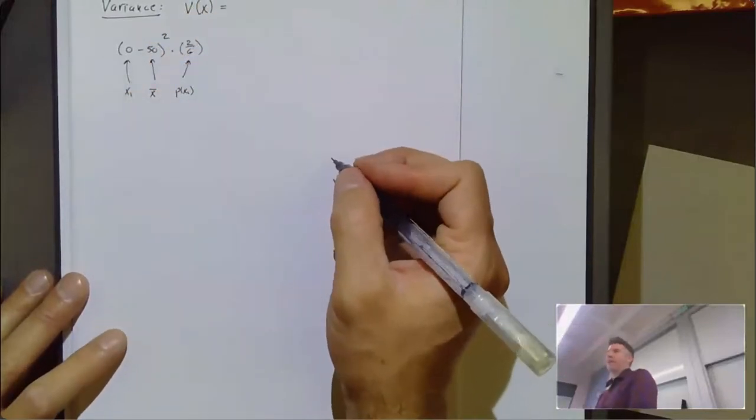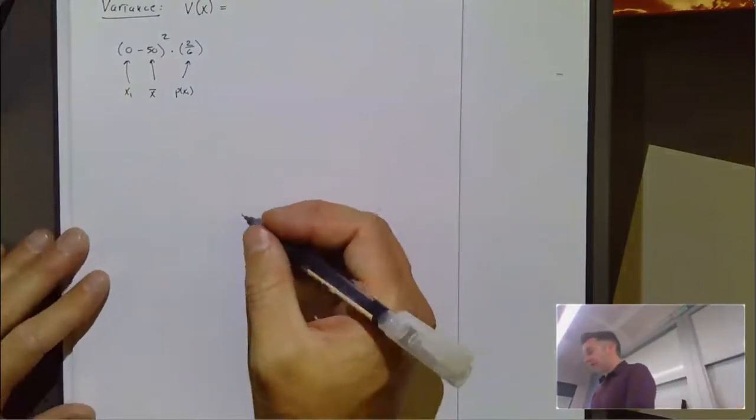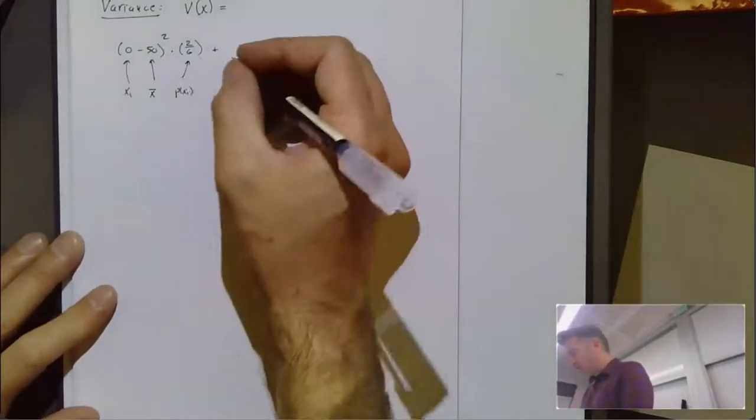Why are we squaring it? The reason is that we want all the things to be positive. If we didn't square it, 0 minus 50 would definitely be negative. So we square to get a measure that is positive. Otherwise, you'd have negative ones and positive ones canceling each other out, and it wouldn't be as meaningful. Then we do that with the rest of the scores.